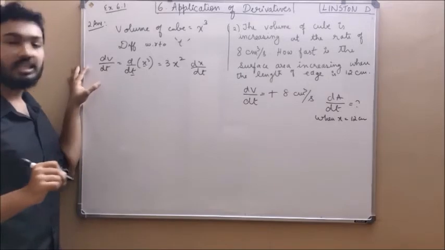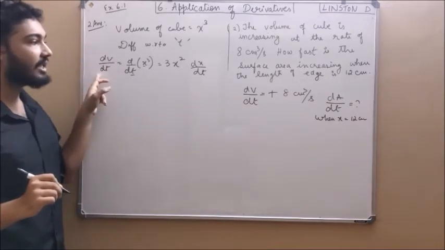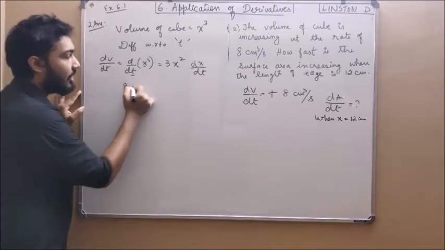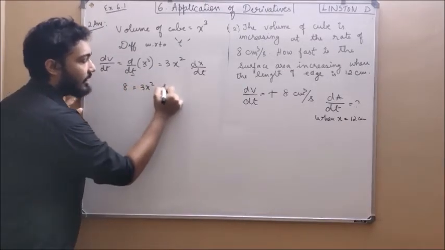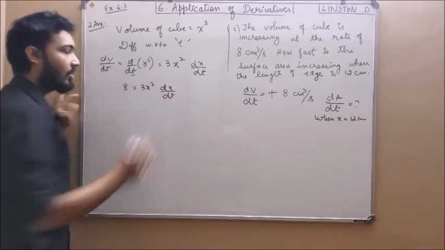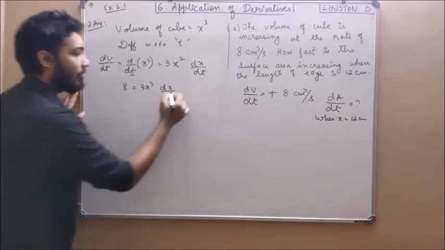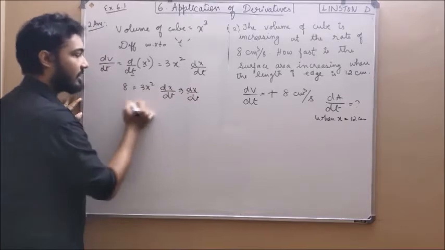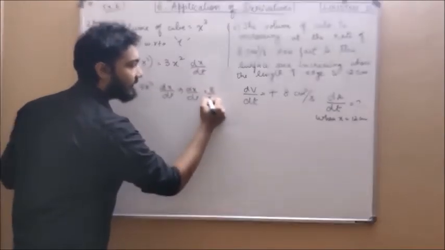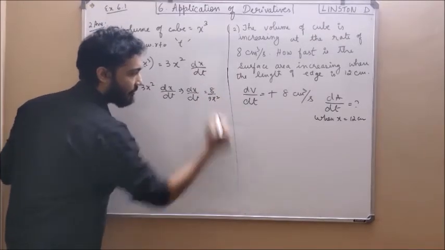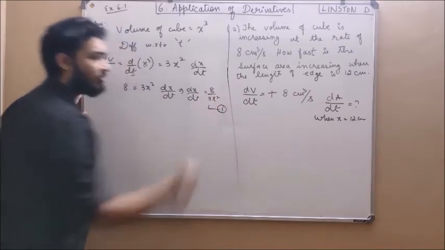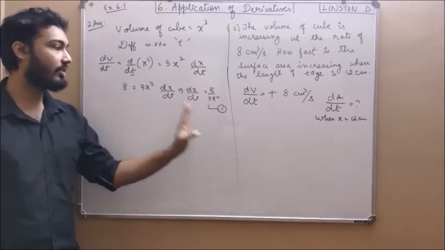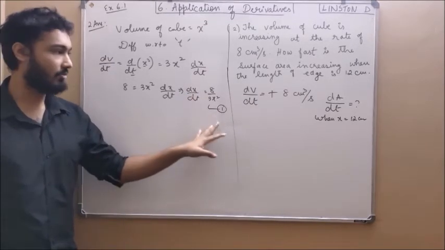So now we'll continue. What is dV by dt? dV by dt is 8 centimeter cube per second. So 8 equal to 3x square dx by dt. So what is dx by dt? Which implies dx by dt is nothing but 8 by 3x square. You take this down as equation 1.